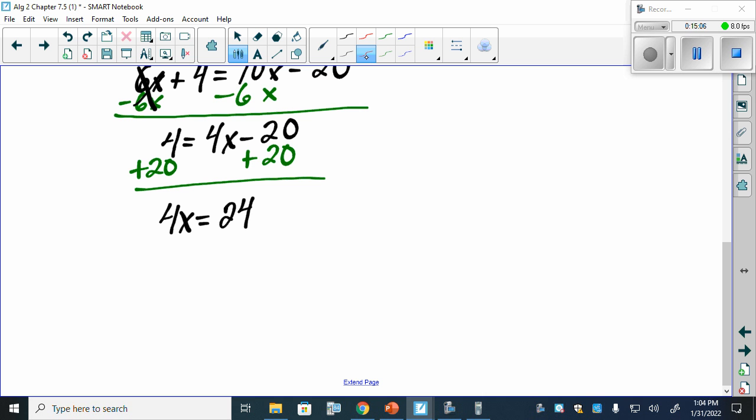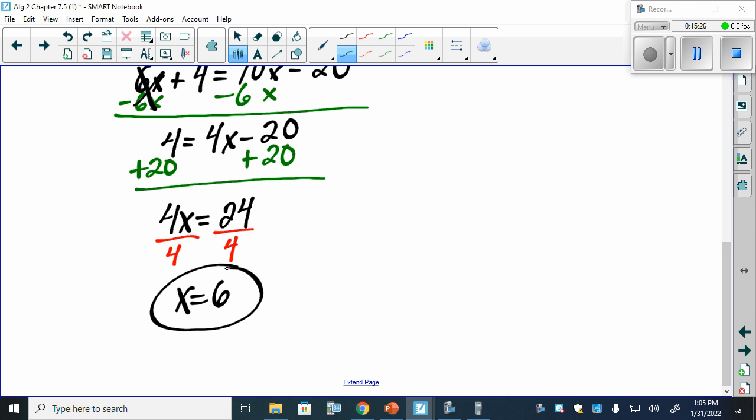And at this point here, we can divide both sides by 4, telling us that x is equal to 6. Any questions on this here?